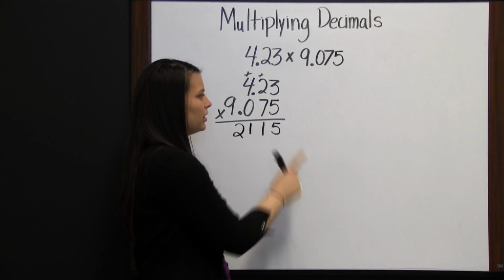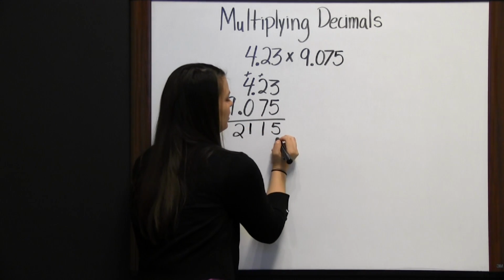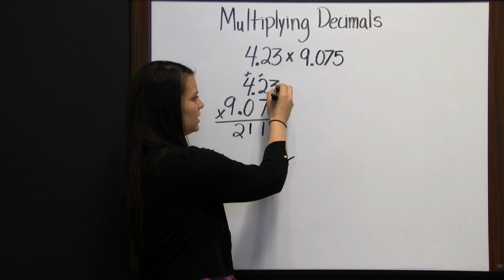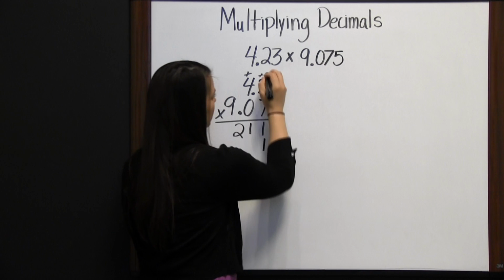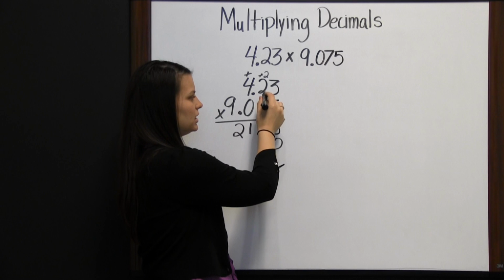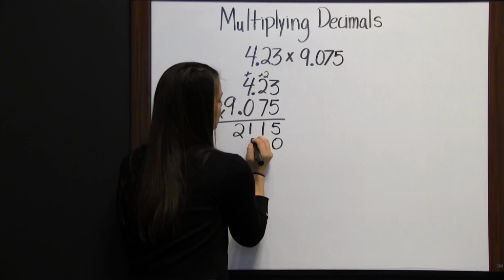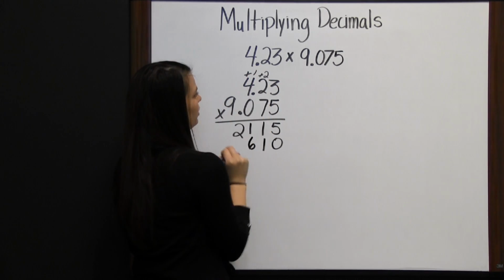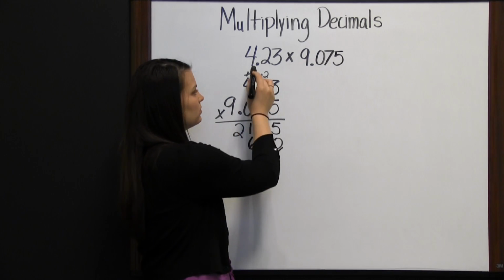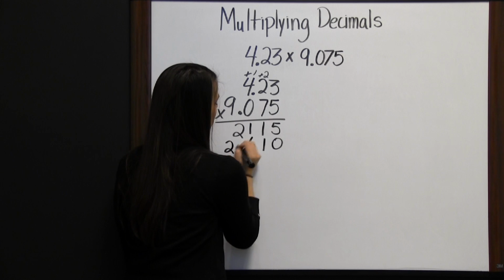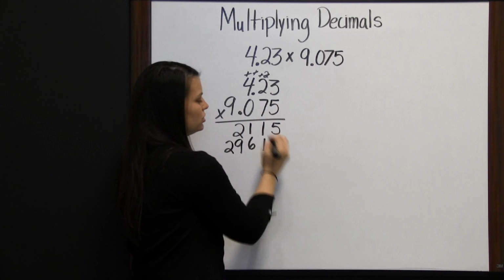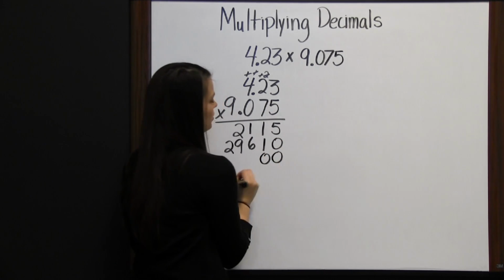For our next number, now that we're multiplying times the 7, we need a 0 placeholder. 7 times 3 is 21. Write your 1, carry your 2. 7 times 2 is 14, plus 2 is 16. Write your 6, carry your 1. 7 times 4 is 28, plus 1 is 29. Get rid of those. Then we need 2 zeros for placeholders.